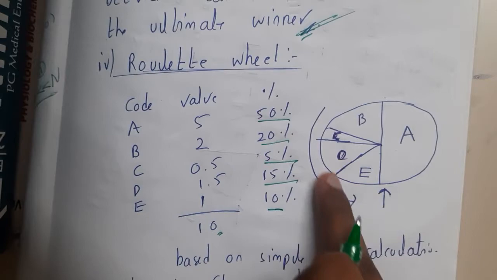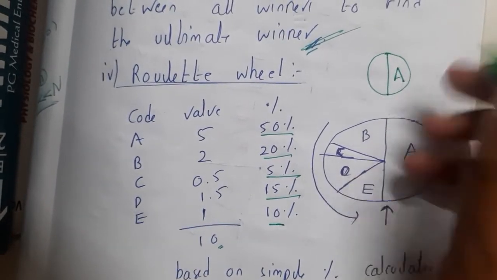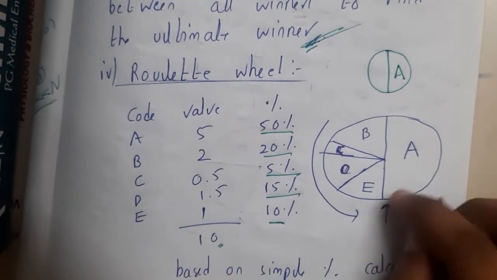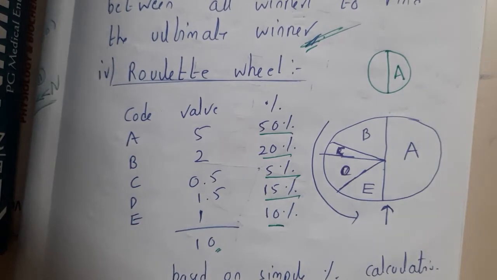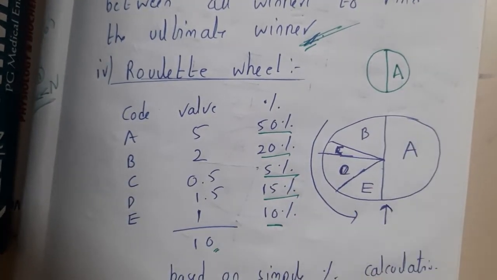Based on these percentages we will draw a circle, and based on those percentages we will allocate the areas directly, and we will rotate the wheel and check what we get as the output. In this way you will be selecting the inputs or the items in a genetic algorithm, guys.